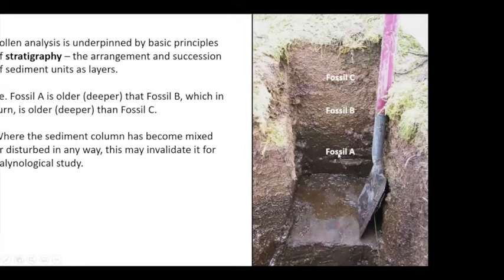Now, in terms of this forming a record of environmental change over time, obviously it's important that this sequence remains undisturbed, because we have to be sure, for example, that fossil A, which is down at the base, the deepest of the three, is older than B and C when we come to look at our profile. And similarly, we have to assume that B is younger than A, but older than C, and so forth.